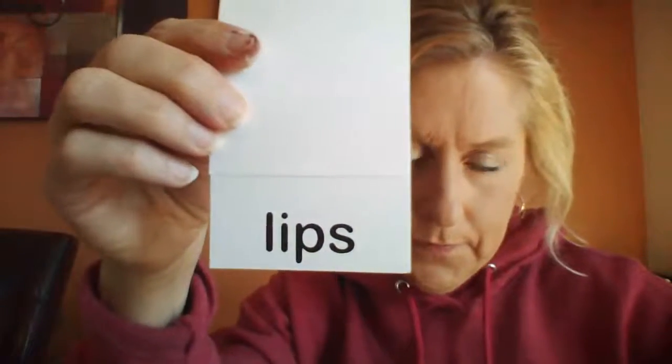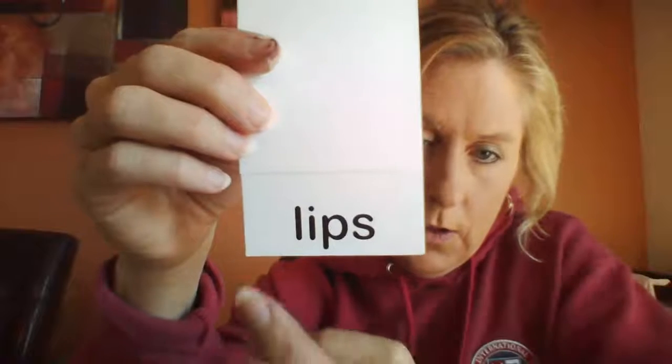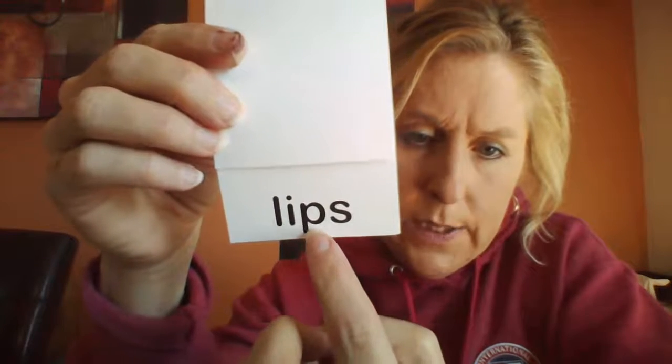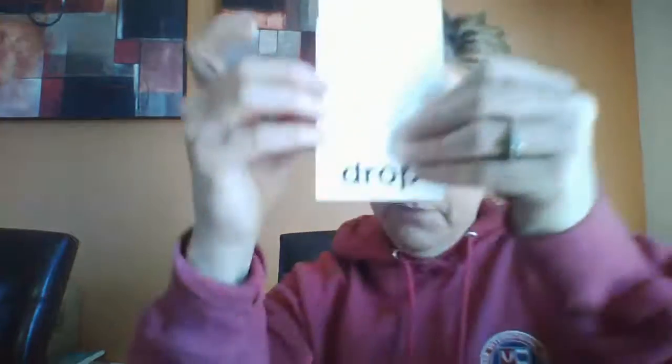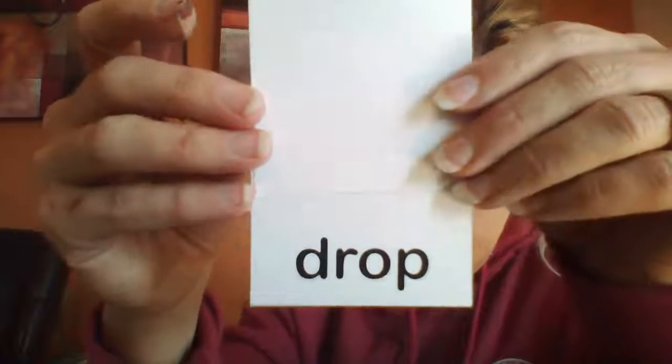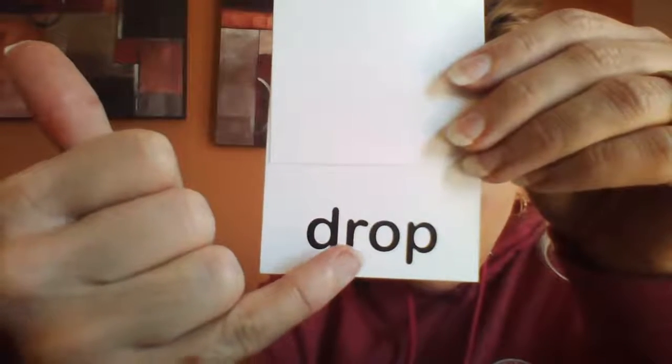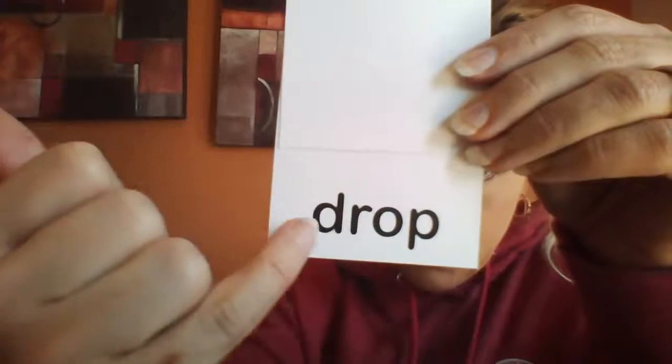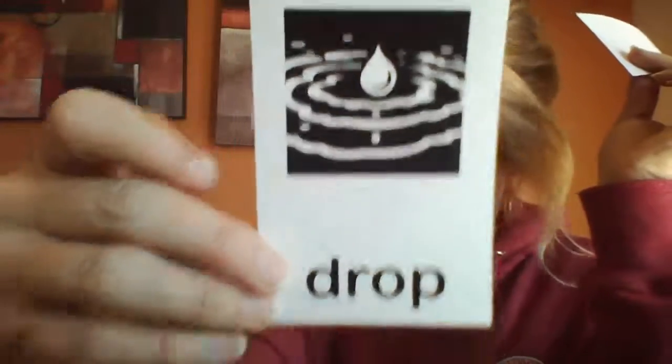So I'll cover up the picture like we do when we're at the reading table. And if you can sound it out and read it correctly, we'll make our ding, ding, ding sound. What's this one? Lips. Lips. Ding, ding, ding. What's this next one? Drop. Like a drop of water.